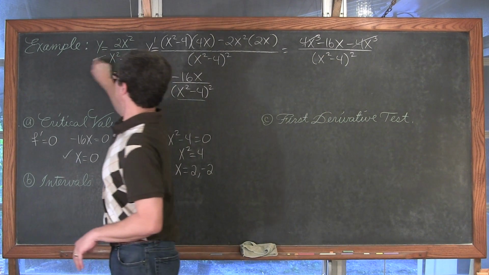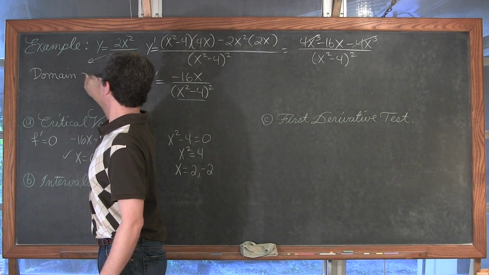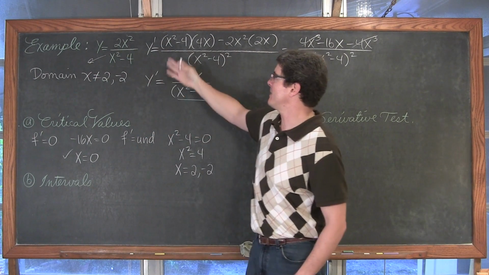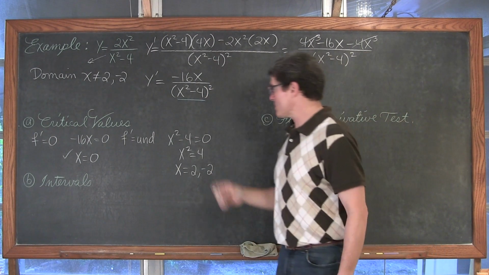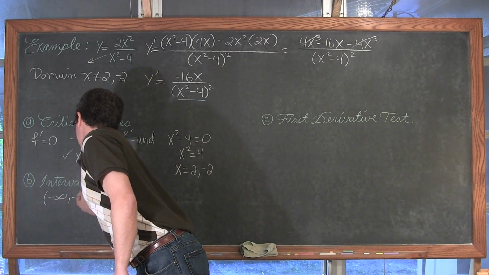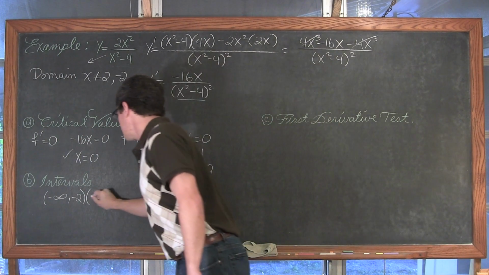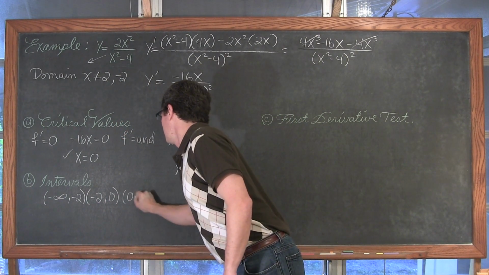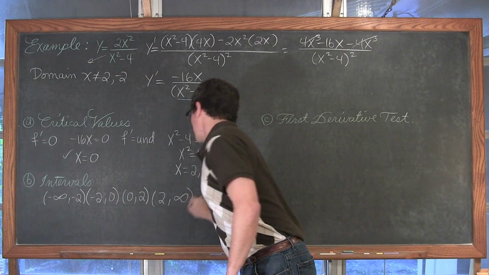So the domain of this function is basically all real numbers except that x cannot equal 2 and negative 2. All this pre-calculus, and actually Algebra 2, coming back, of graphing these rational functions in calculus. Okay, our test intervals are going to be from negative infinity to negative 2, from negative 2 to 0, and then from 0 to positive 2, and then from 2 to infinity.